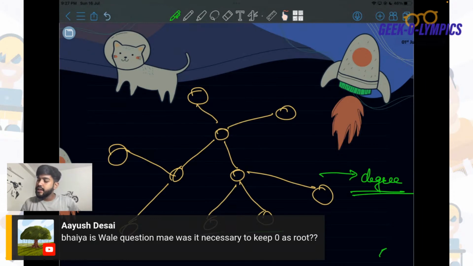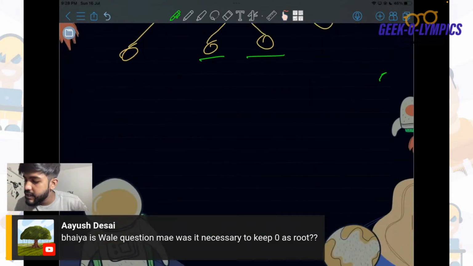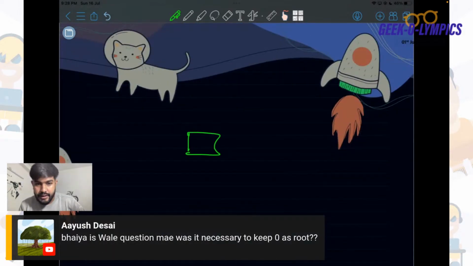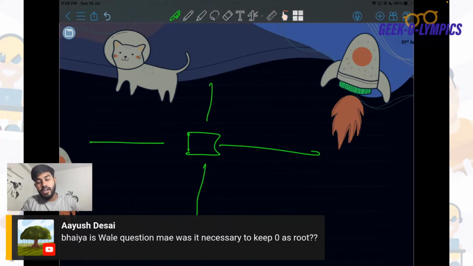We would count the degree. What do you mean by degree? Degree is the number of paths from there. Let's say I have my home. The number of roads from my home is the degree. So if this is the home of Siddharth, and this is a road, this is a road, then the degree of my home is 4.